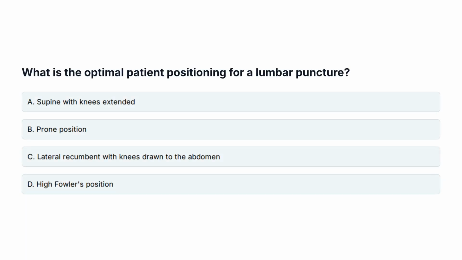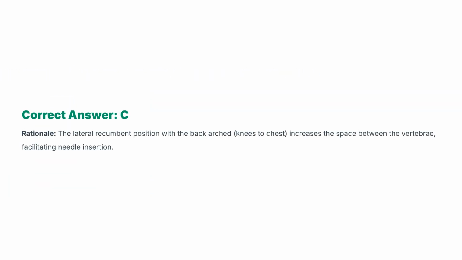Next question. What is the optimal patient positioning for a lumbar puncture? The correct answer is C, lateral recumbent with knees drawn to the abdomen. This position increases the space between the vertebrae, making needle insertion easier.